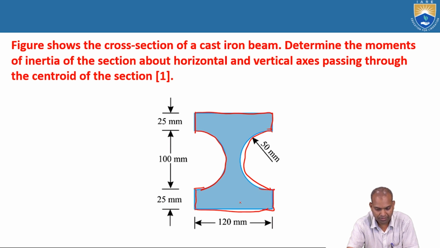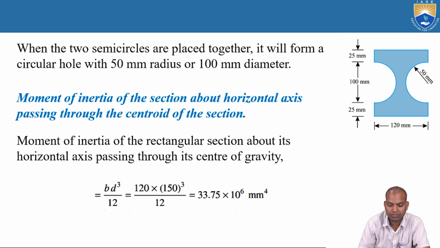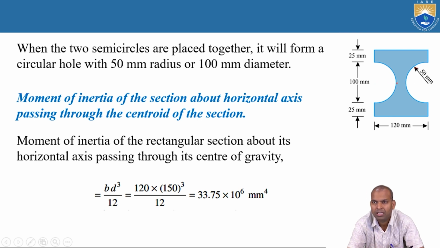So we have to find out the moment of inertia for this type of section. Now here, when two semicircles are placed together, they form a circular hole. The radius is 50 millimeters on this side and this side, so the diameter becomes 100 millimeters. We have to find the moment of inertia of the section about the horizontal axis passing through the centroid of the section.